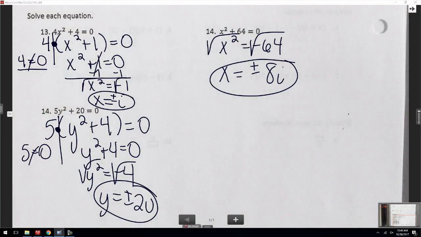Very good. What was the reason we used i again when we graphed? What happens when you graph and you get an i? It doesn't cross the X. There you go. It doesn't hit the X-axis.